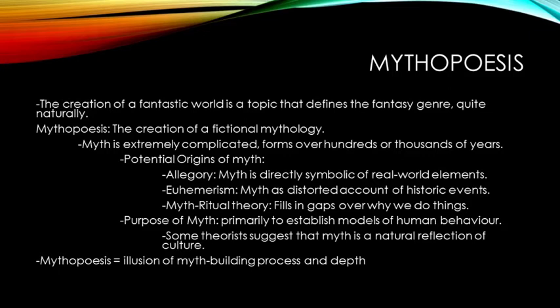There's the allegory theory, which is that myth is directly symbolic of real world events. So it's a way of describing history, essentially. There's the euhemerism theory, which is that myth is a distorted account of historic events, which is very related. And then there's the myth ritual theory, which is the idea that myth fills in gaps in terms of what we do. So sort of explaining things that we don't have an answer for, like that science can't provide. Again, you don't really need to know this. I just want you to have a sense of the complexity of what myth is.